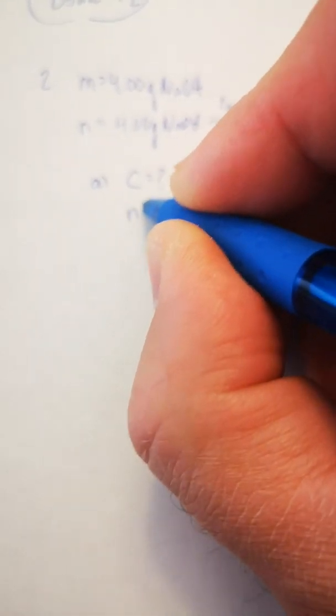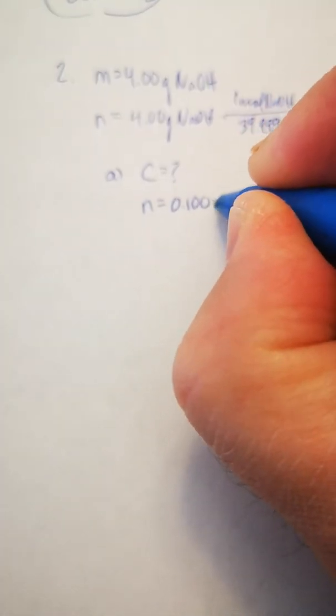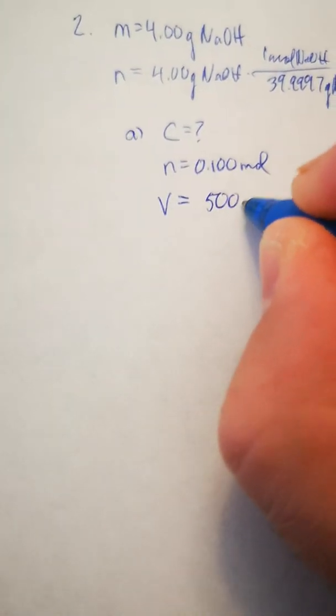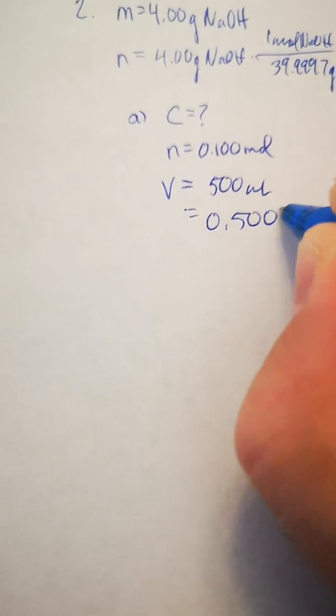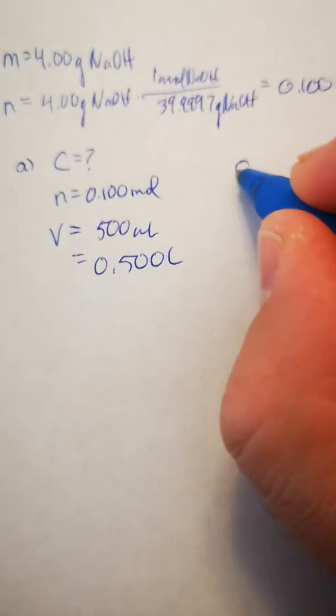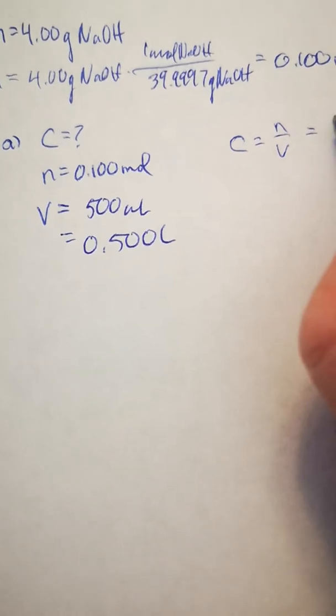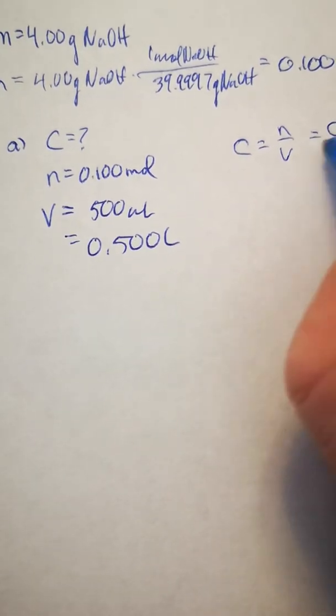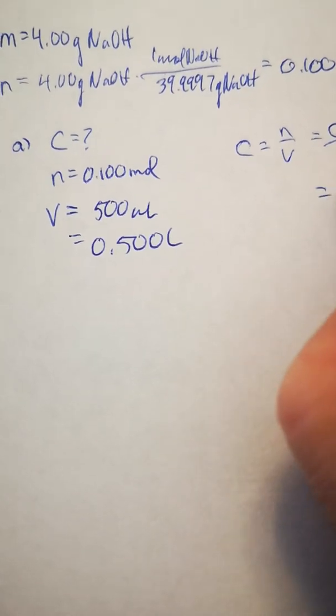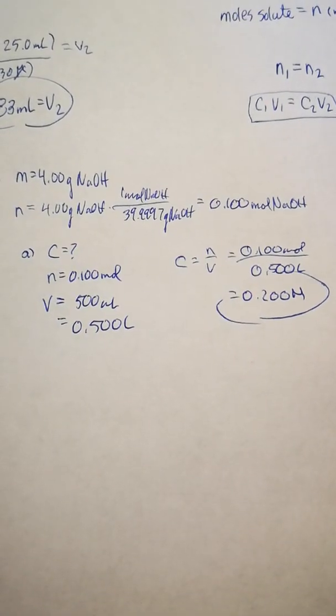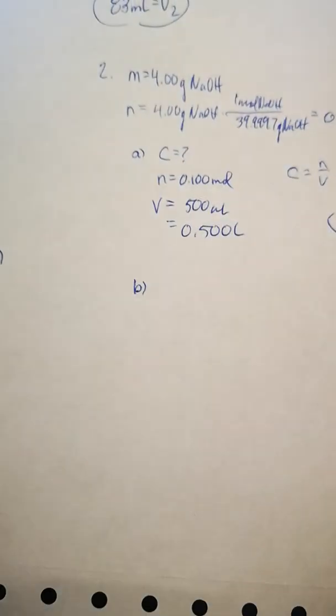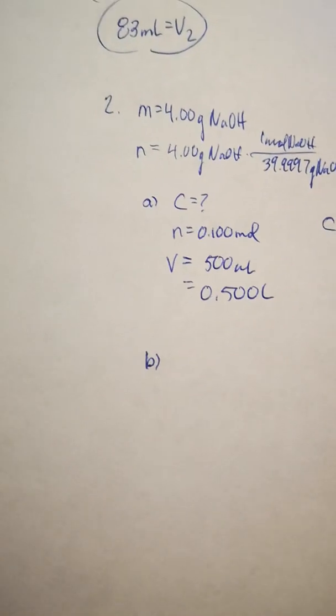So for question number 2A, what is the concentration? The concentration is our unknown, but our number of moles is known. It's 0.100. And our volume is 500 milliliters, which we're going to describe as 0.500 liters. So C is equal to n over V. Ta-da! 0.2 molar.